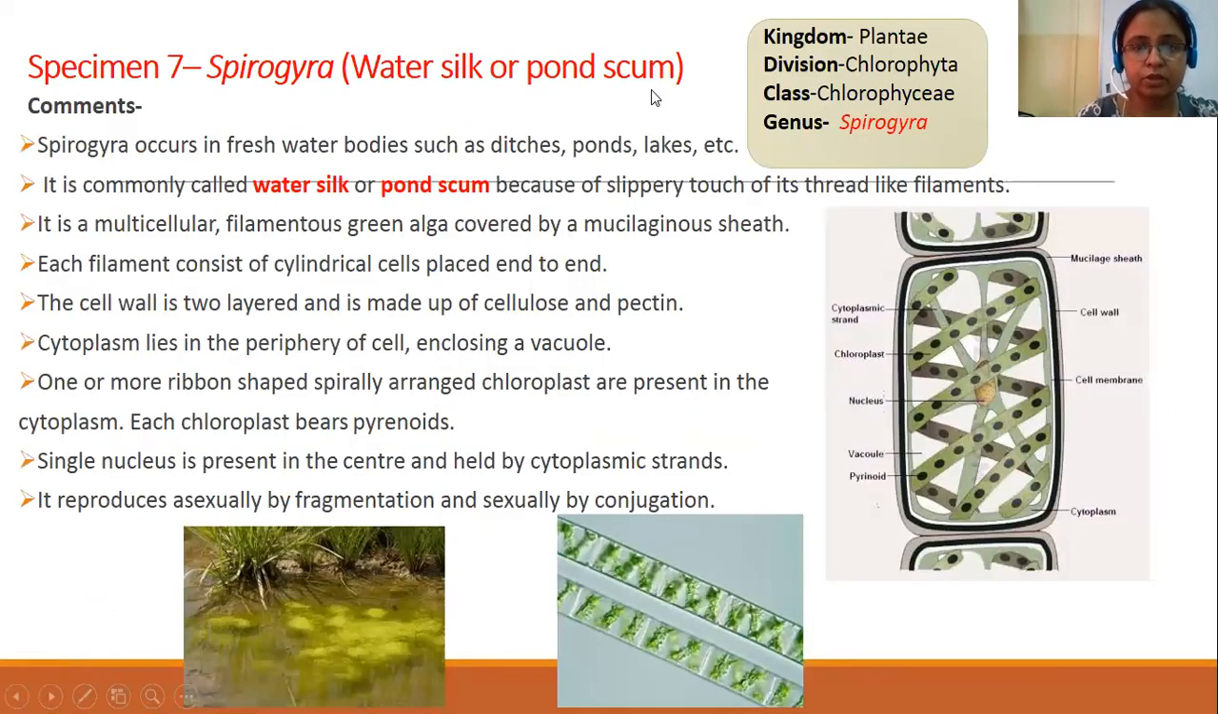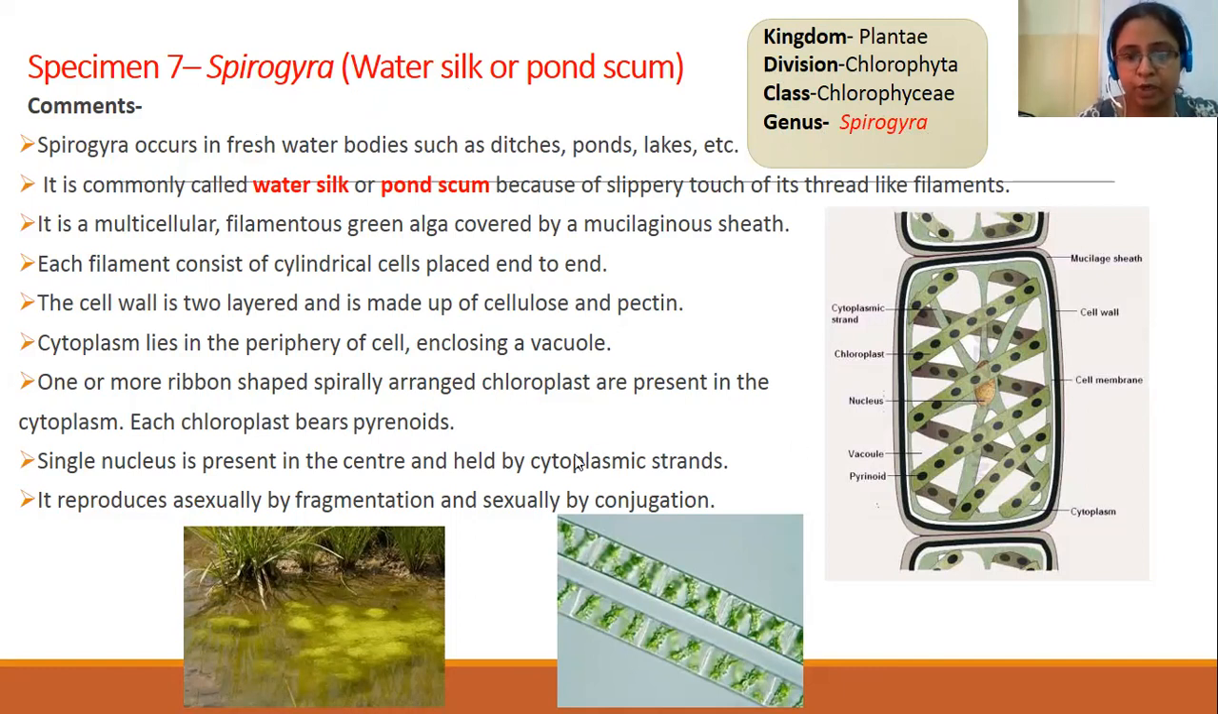So this is our first one, the first specimen, Spirogyra. Spirogyra is commonly called the water silk or the pond scum. This is its classification: kingdom Plantae, division Chlorophyta, class Chlorophyceae, and genus Spirogyra. Fine. So now let's start with it.